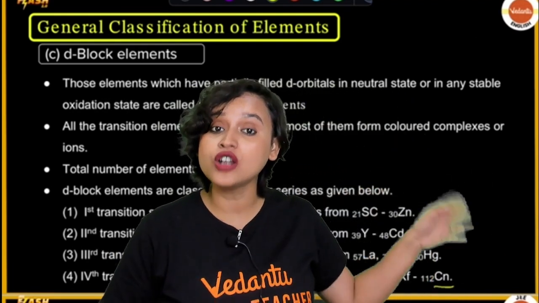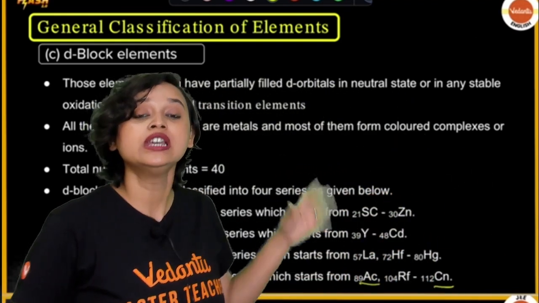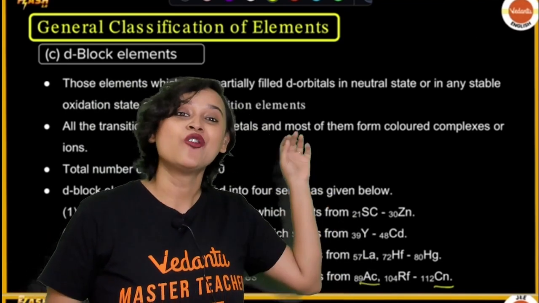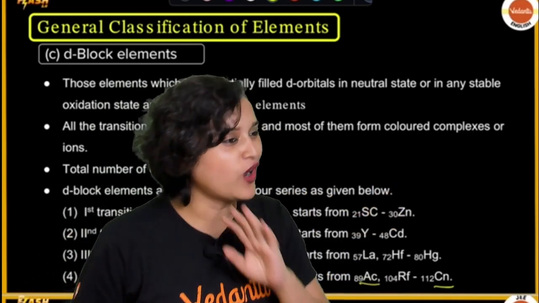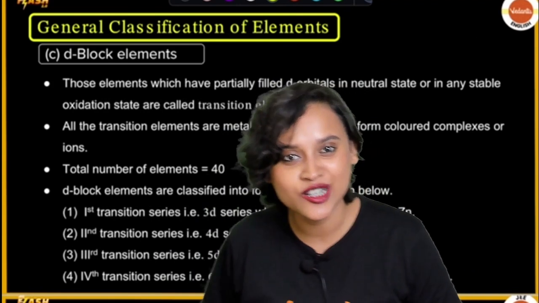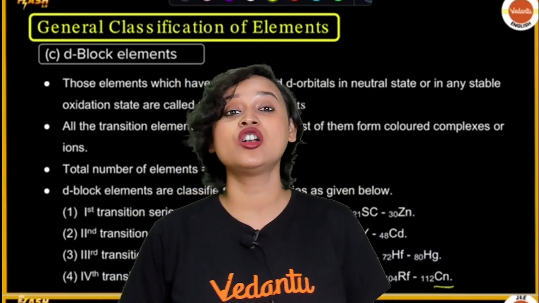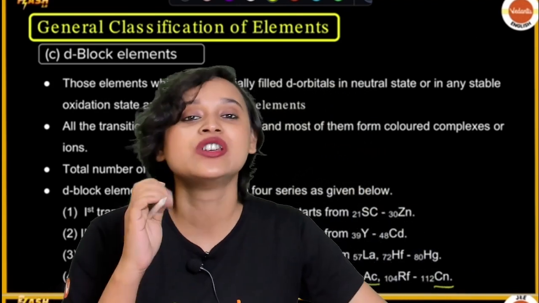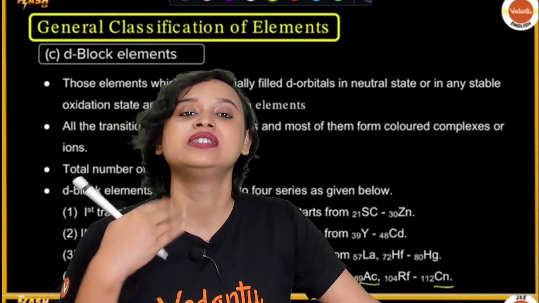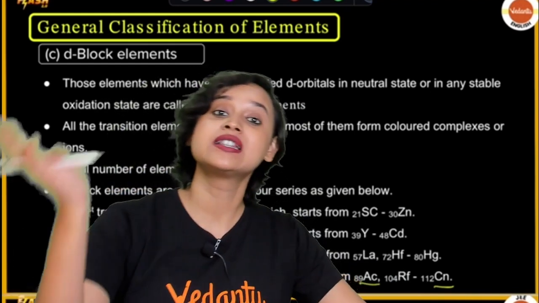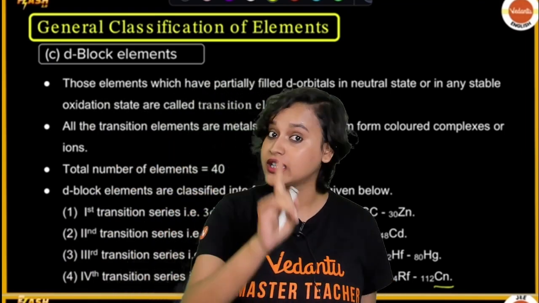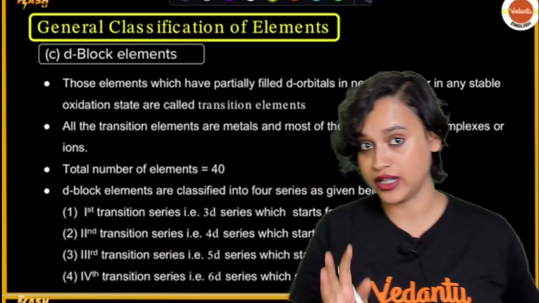However, that is not the case with zinc, cadmium and mercury. They have only a fully filled d orbital, they always have d10 configuration, and hence they are not called transition elements. However, we do study them with the d block elements because they are included in the d block elements, but they are not transition elements. Please do remember it. Okay, this is important.